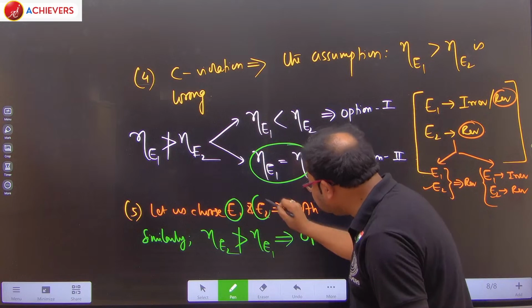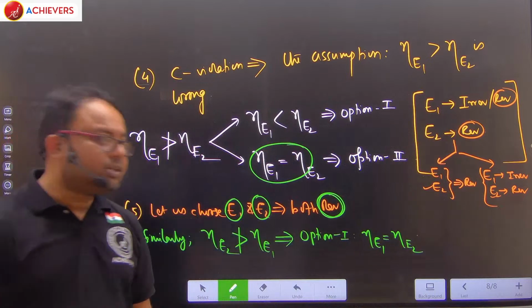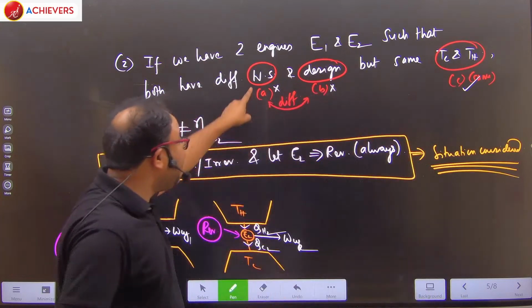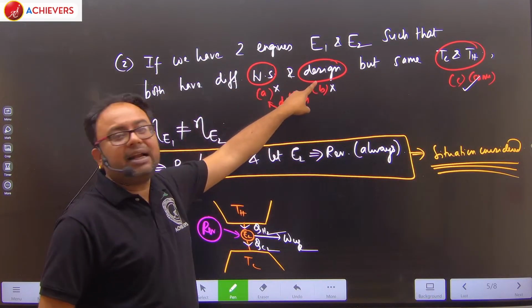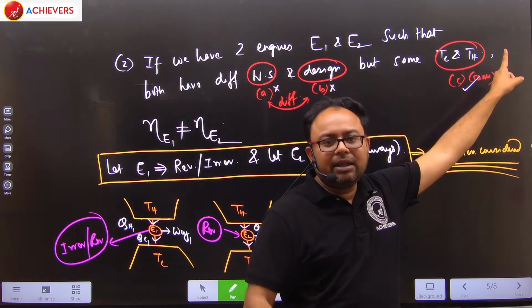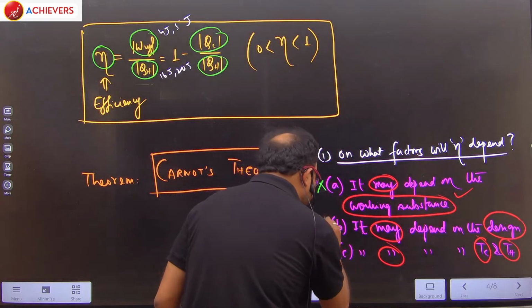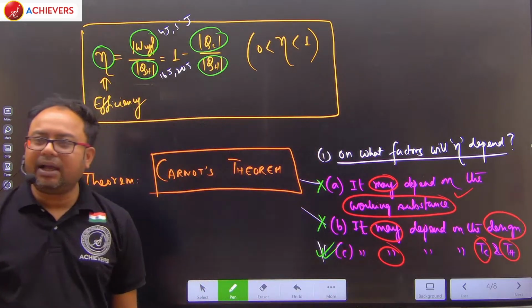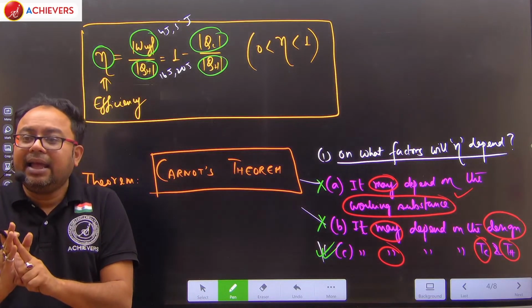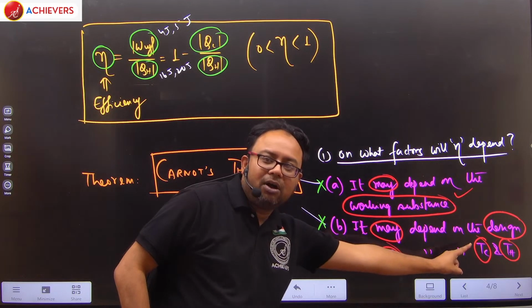If both the engines are reversible, then what are we showing? We are showing that even if the working substance and design are different, and only TC and TH are same, the two eta values are same. So we can say that for any reversible heat engine, eta does not depend on working substance and on the design. It only depends on TC and TH.